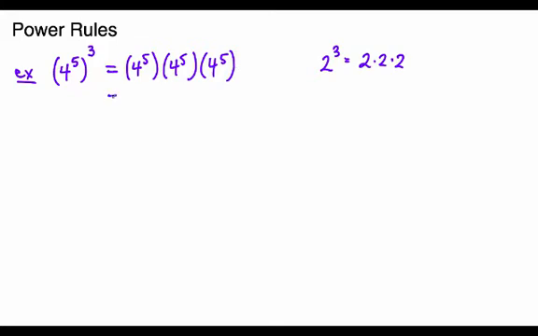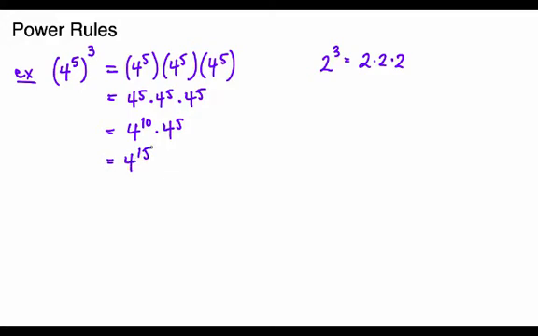So this is repeated multiplication. It's 4 to the 5th times 4 to the 5th times 4 to the 5th. And we've seen in the past that this is just add exponents. 4 to the 5th times 4 to the 5th is 4 to the 10th when you add those exponents. And that still multiplies by 4 to the 5th. And when you have the same base and you multiply, you add those exponents.